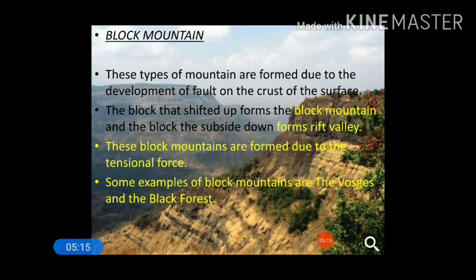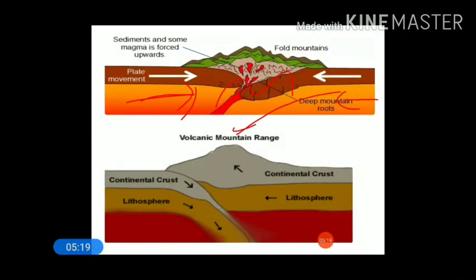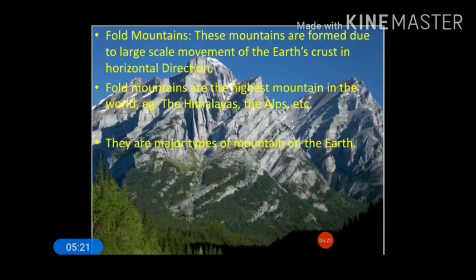Okay, coming to the next point. Fold mountains are the highest mountains in the world. Most of the fold mountains in the world are the highest mountains. Examples are the Himalayas, the Alps, etc. These are some of the examples of fold mountains.